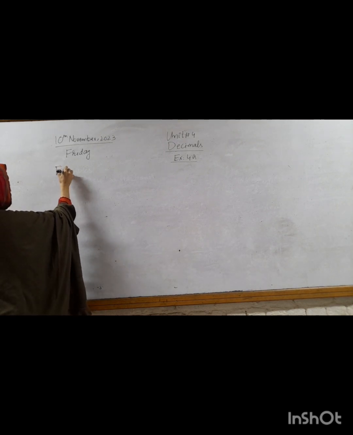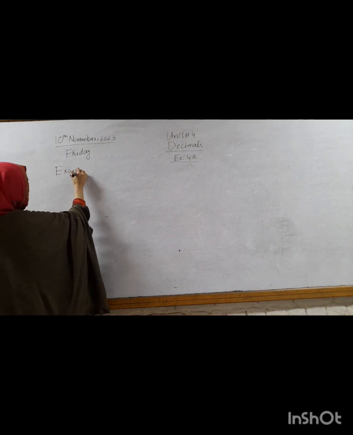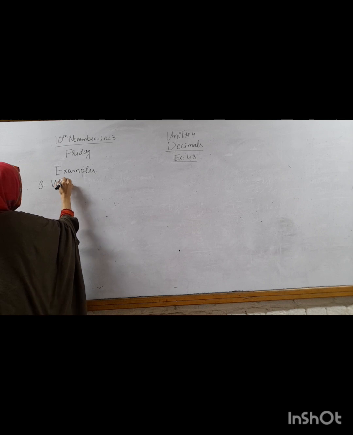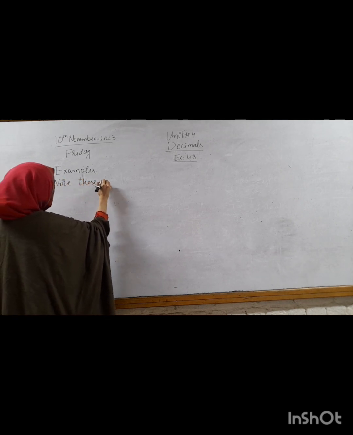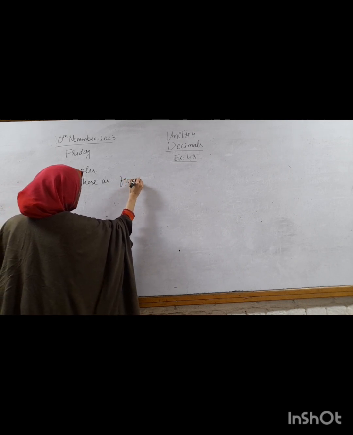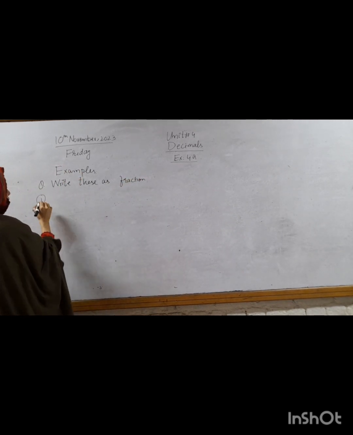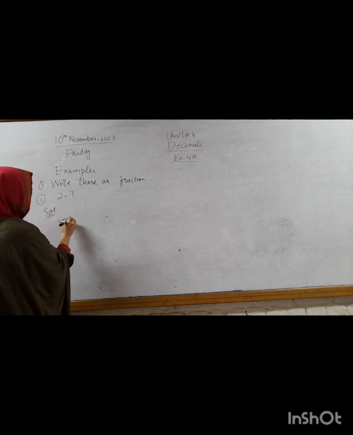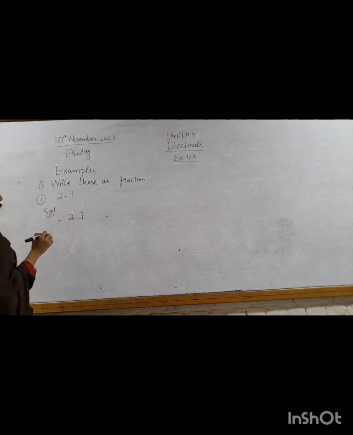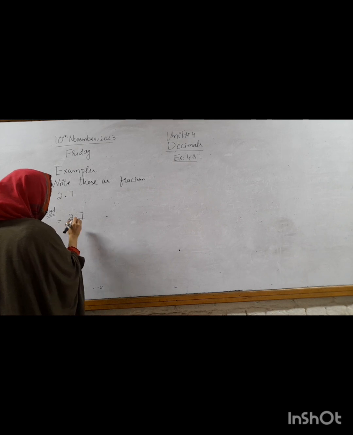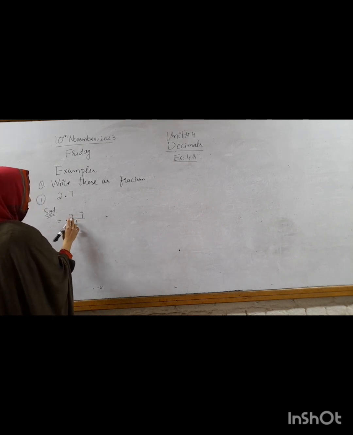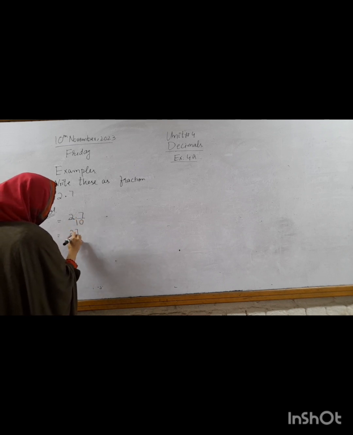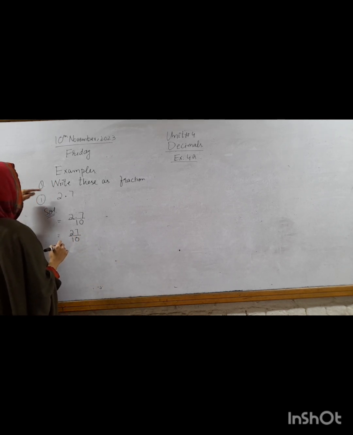Now we have another example in which we convert decimal into fraction form. Write these as fractions, where the question is in decimal form. For example, we have 2.7. Solution: in this, we have 2.7. We will write 1 just below the decimal point, and after the decimal we have one digit, so we write 1 and 0. So we have 27 by 10. This is the way we can write a decimal in fraction form.